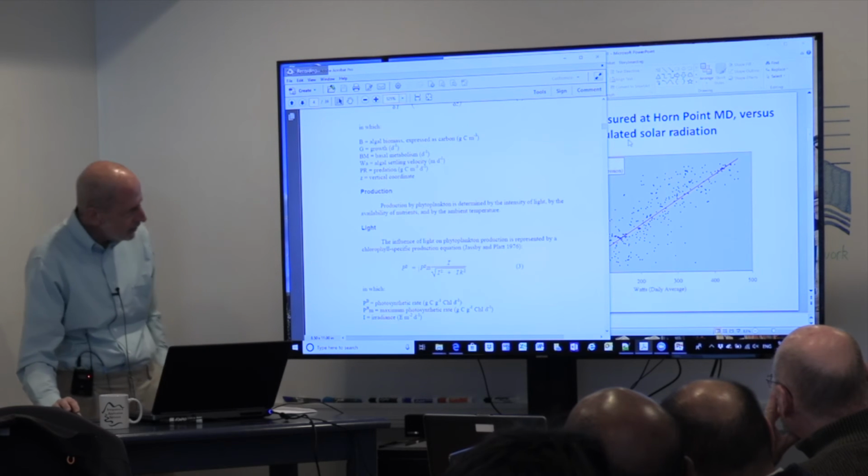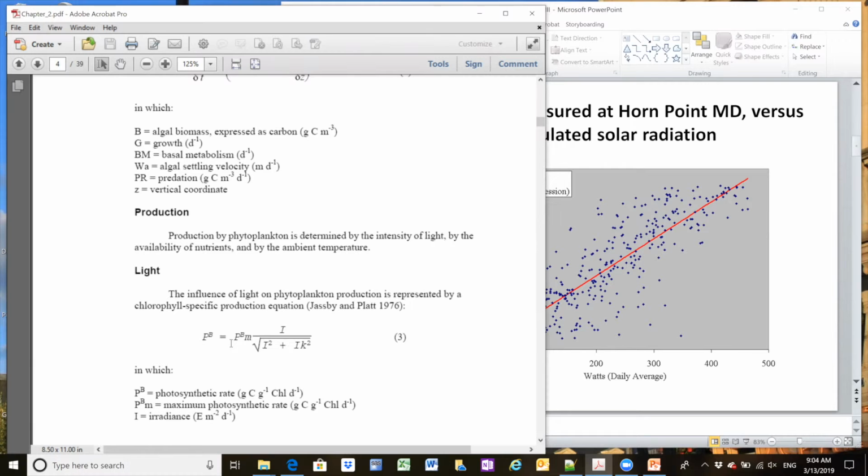Okay, so what this says is that this PBM, that's the maximum specific production rate. That's when the algae are cranking, that's the maximum. PB is the actual production rate given an irradiance I. IK is a function of the algal physiology. It's the intercept. Oh, it's just the intercept. Right. Okay, it's not the value on that line you show.